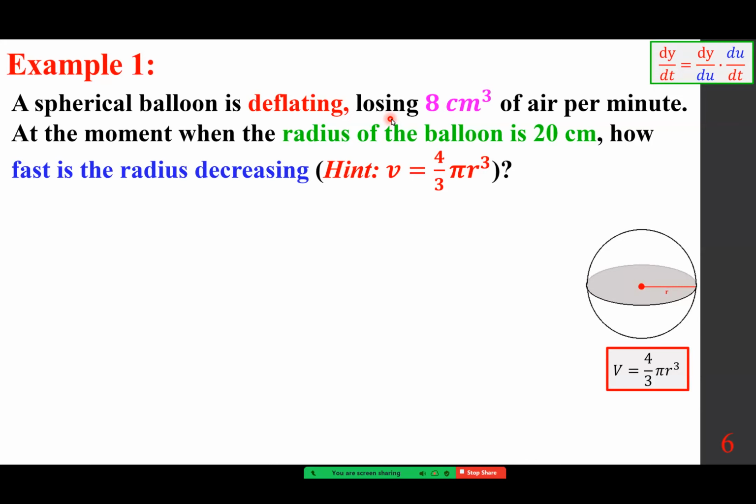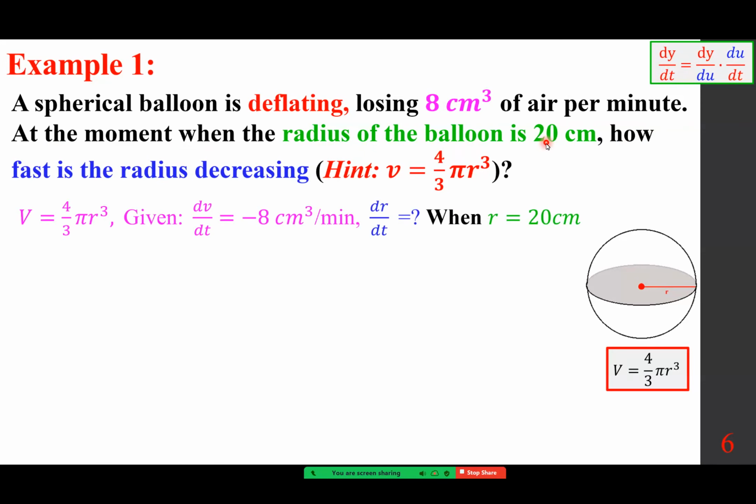What are we interested in finding? At the moment when the radius is 20, when r is 20, what do we want to find? How fast is the radius decreasing? Or they might say changing. When you end up with a negative value, it means decreasing. Therefore, you're looking for dr/dt when r is 20 centimeters. So this is the translation of the question in symbolic form.